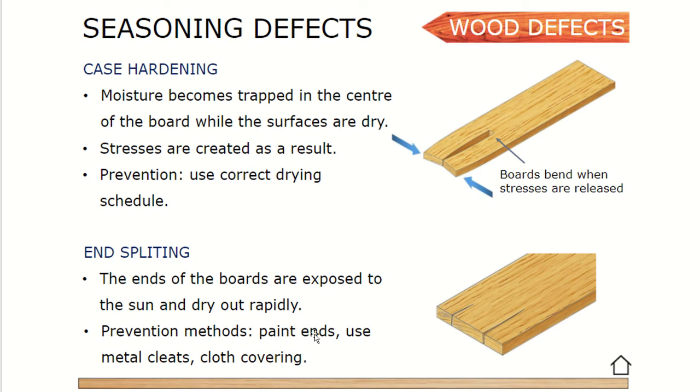Prevention methods, again, I already said this. This is a revision for you. Paint the ends, use a metal cleat, or use a cloth. Okay, so that is the second part to the seasoning, or to the wood defects. That is seasoning defects.